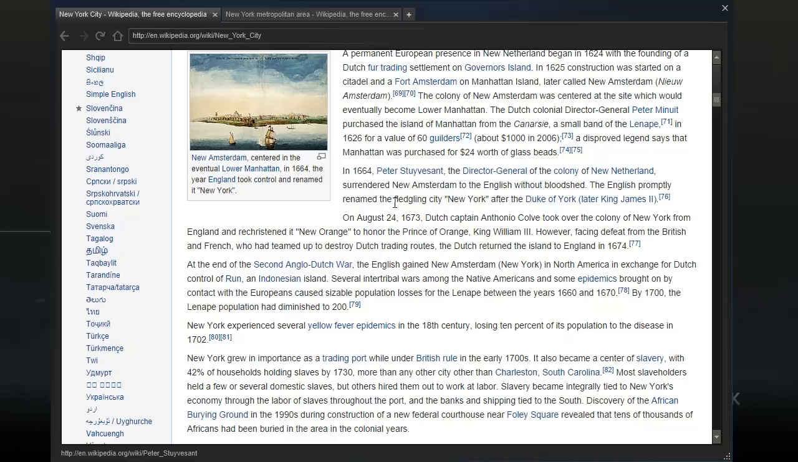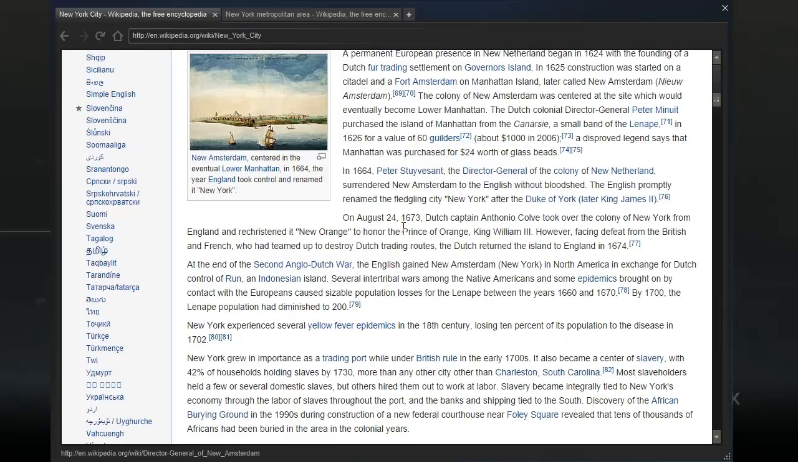In 1664, Peter Stuyvesant, what is that? Is that Dutch? I don't even know how to pronounce that. The Director General of the colony of New Netherlands surrendered New Amsterdam to the English without bloodshed. Oh wow, they didn't even fight over it. He just gave it to them. The English promptly renamed the fledgling city New York after the Duke of York.